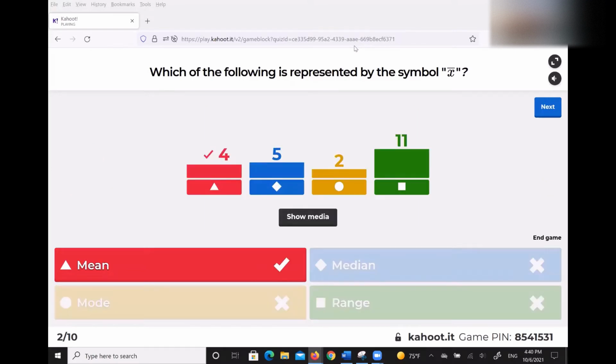All right, so which of the following is represented by the symbol X bar? The answer is the mean, okay? In the future, we're going to use this symbol more often. The lowercase x with the bar above it is the symbol for the mean.